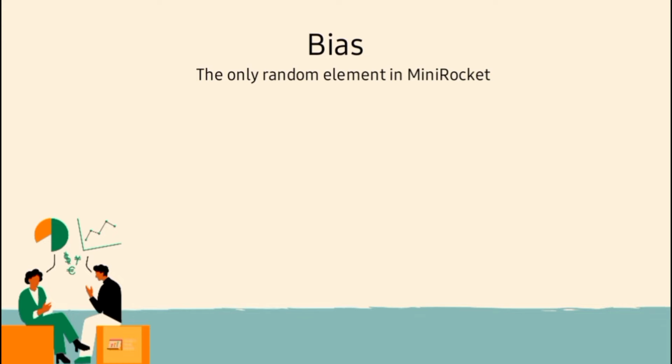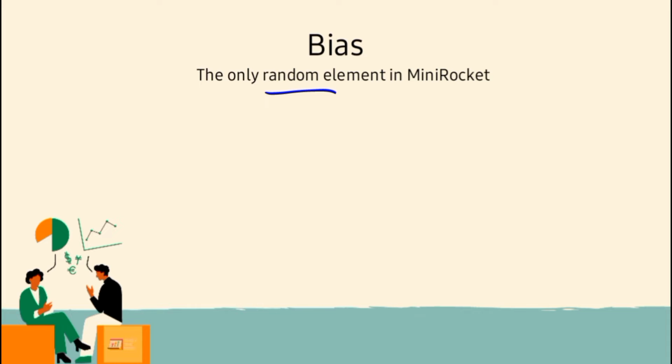Now let's move on to the third hyperparameter, or the third property of a kernel, which is the bias. And this is the only stochastic element, the only random element in MiniRocket. Why is that? To choose the bias values, we need to first randomly choose one training example. So every time we run MiniRocket, the training example chosen might be different. Then from that training example, we do a convolution with a kernel and get the convolutional output. And from that convolutional output, we pick the bias values.